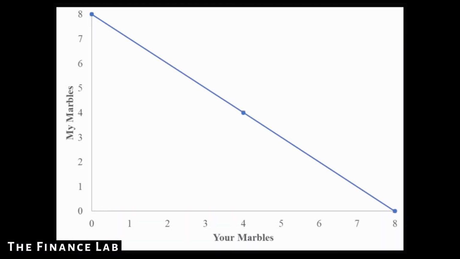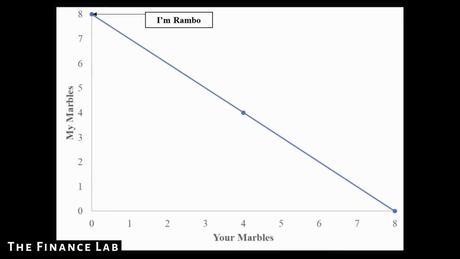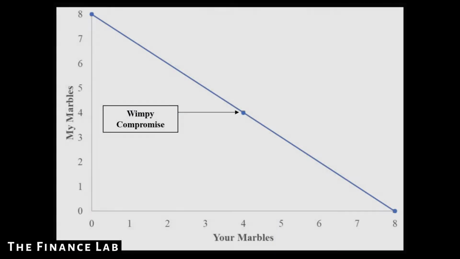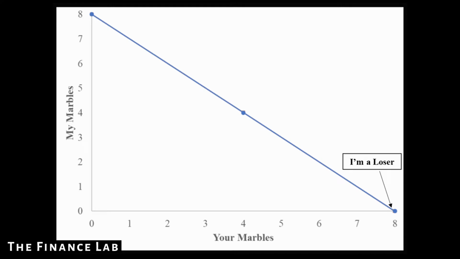That dated philosophy is best illustrated by the graph line with a negative slope. If there are only 8 marbles in a negotiation, the curve would look like this. If I ended up with all 8 marbles at the end of the negotiations, well, I'd be considered Rambo. If I split the difference and ended up with only 4 of the marbles, that would be viewed as a wimpy compromise. And God forbid, I lost all 8 marbles. I may as well not go back to the office.